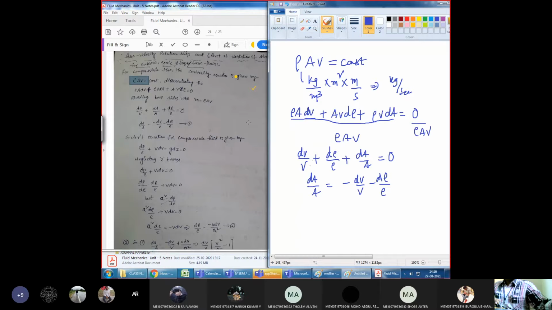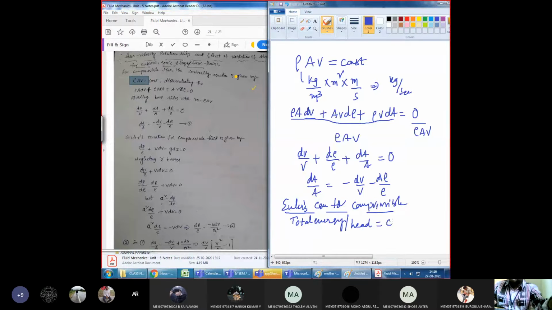Here you should remember Euler's equation, Euler's equation for compressible fluids. You have not yet studied fluid mechanics so far. Remember that Euler's equation states that the total energy is constant. The total energy or head of a flowing fluid is always constant. The total energy is nothing but pressure energy plus kinetic energy plus datum energy.